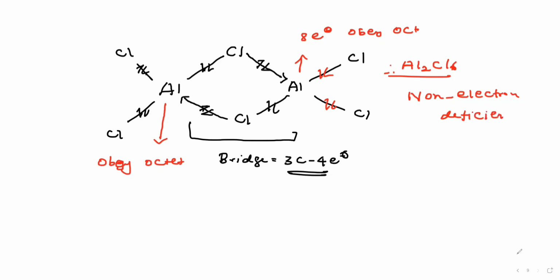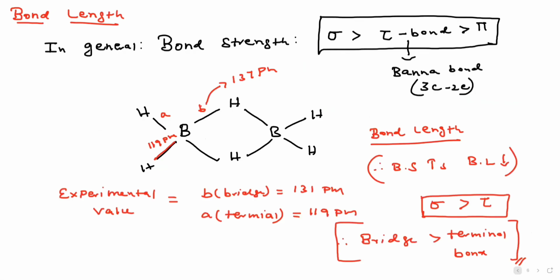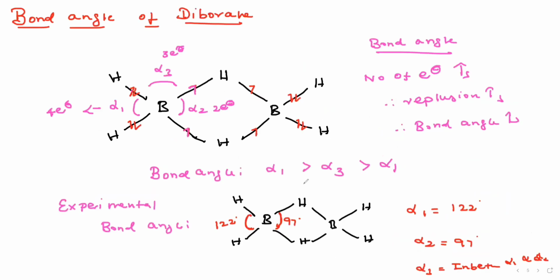But in the case of B2H6, look at the B2H6 structure. See, this is a B2H6 structure. This is a B, right? Now see the boron atom. How many electrons does the boron atom have around it? 1, 2, 3, 4, 5, 6. Only 6 electrons, right? This also only 6 electrons. Therefore, B2H6 is electron deficient. This is an electron deficiency molecule.